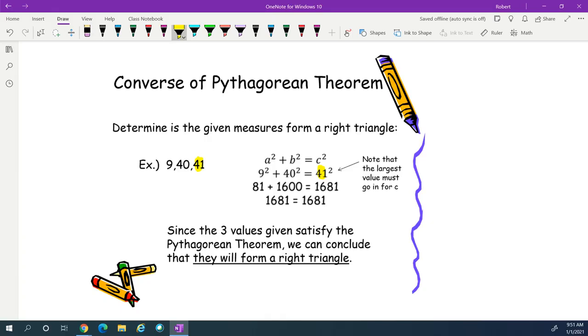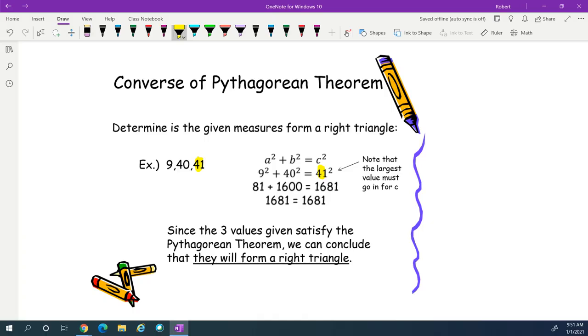And now we worked it out. So this one worked. It's true. A squared plus B squared equals C squared. We can now determine that those three measurements will form a right triangle. And that's all the converse is. We're testing the three numbers to see if they form a right triangle.